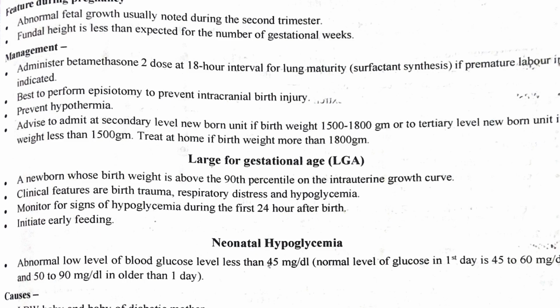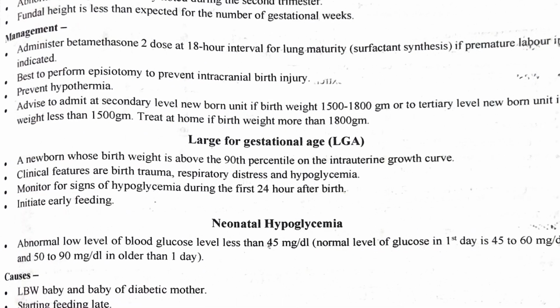Next, prevent hypothermia. Advised to admit to a secondary level newborn unit if birth weight is 1500 to 1800 gram, or tertiary level newborn unit if weight is less than 1500 gram. Treat at home if birth weight is more than 1800 gram.